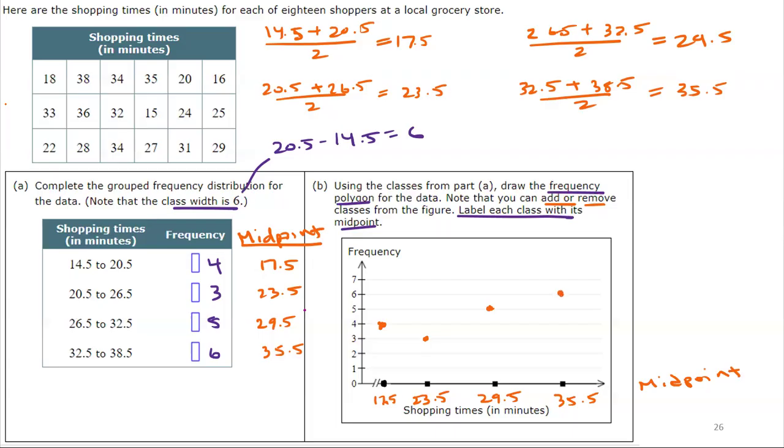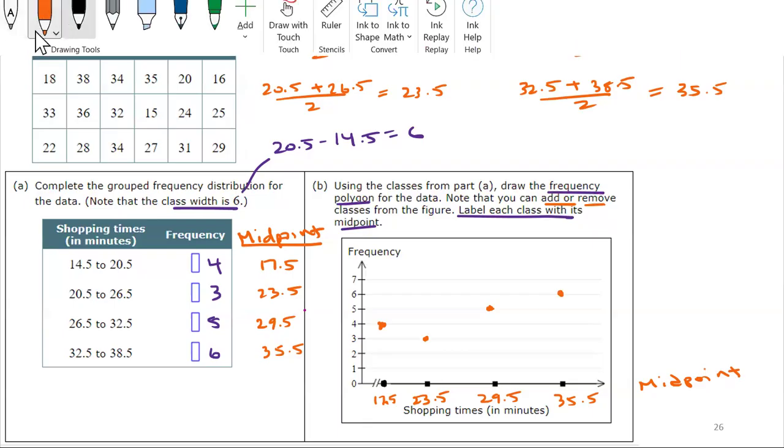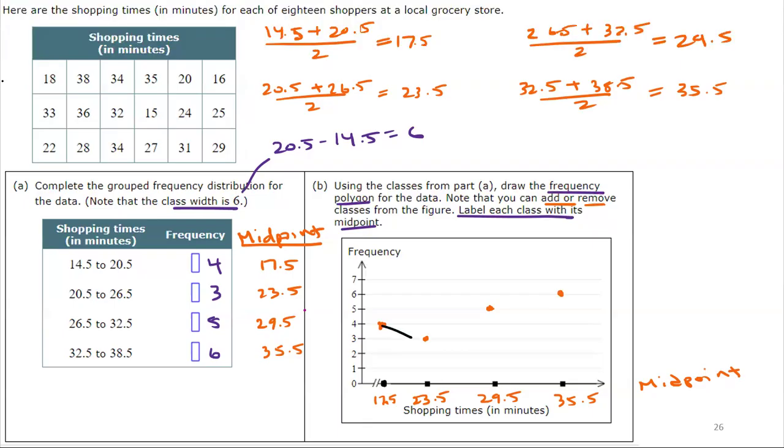Okay. All right, and what we do is just connect the dots. So we're trying to create some polygon, right? So again, it doesn't have to be regular where all the lengths are the same. It can be irregular. So, right, I'm going to connect the dots. Here, here, here. Okay, and at the end points here, we just snap it to the horizontal axis. And then what we just created here is a frequency polygon.